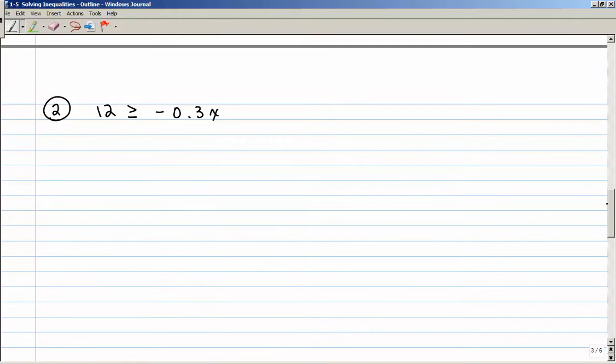Here's another example. 12 is greater than or equal to negative 0.3x. So to solve this, I'm going to divide both sides by negative 0.3. And what did I just say? I'm dividing by a negative. Dividing by a negative means I'm going to have to flip my inequality. So this greater than or equal to is going to become a less than or equal to.